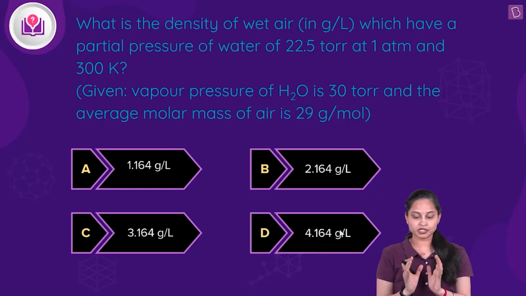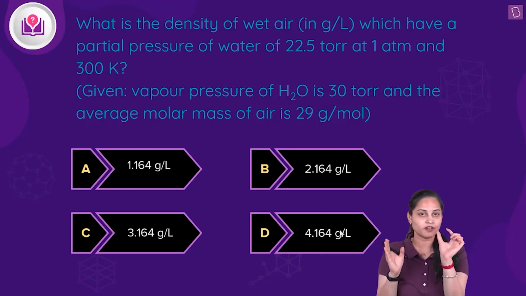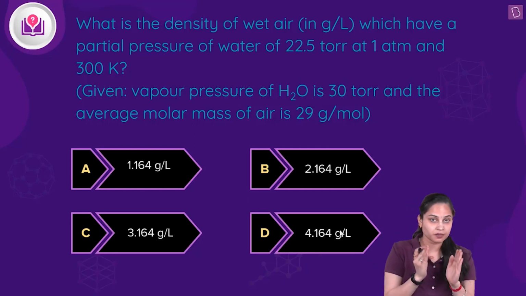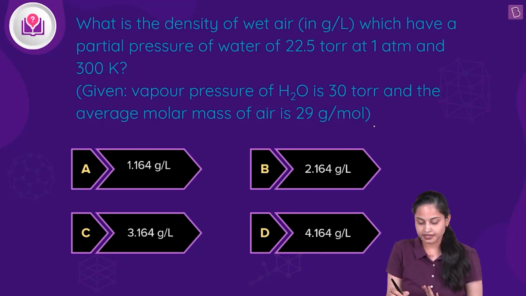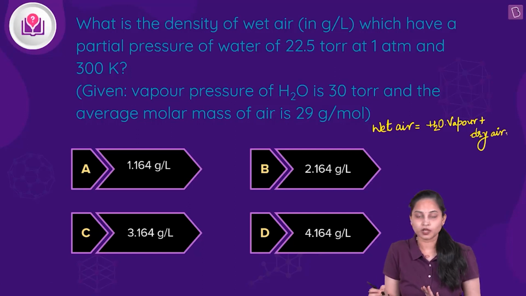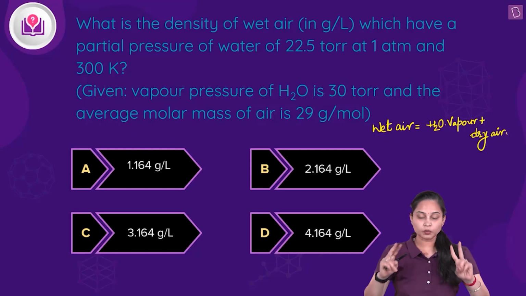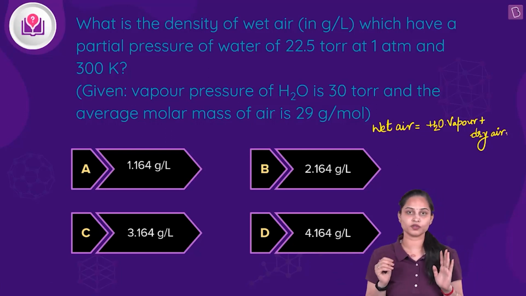Okay, so in this particular question we need to calculate the density of wet air, and wet air is composed of water vapor plus dry air. Okay, fine. So there are two methods to solve this question. I'm opting for an easy way to solve this question. Just focus over here.